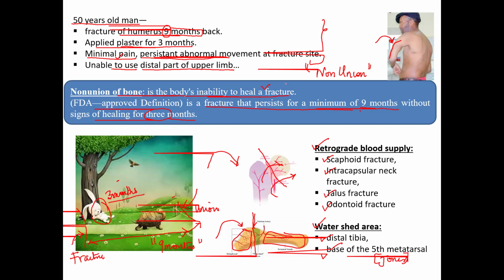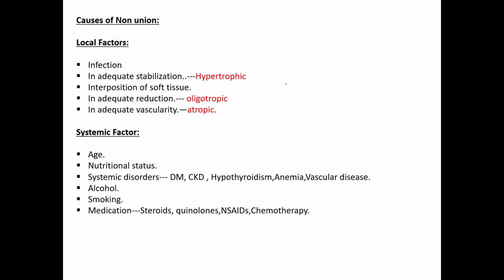So this is the definition and the causes of non-union, and the vascularity of the bones which are at risk of developing non-union. We'll move on to the next slide. What are the causes of non-union? Before knowing the causes of non-union, what is the adequate atmosphere for union?